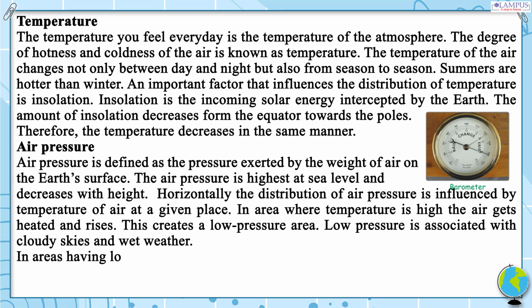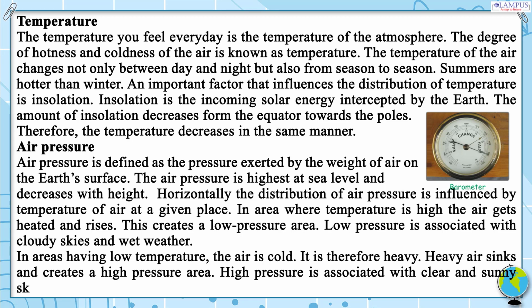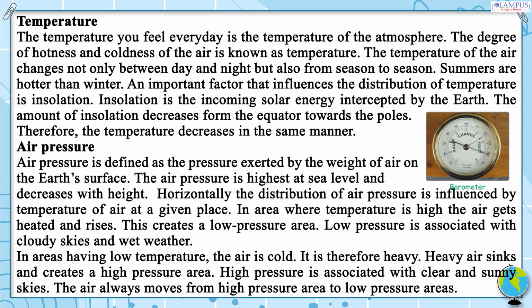In areas having low temperature, the air is cold. It is therefore heavy. Heavy air sinks and creates a high pressure area. High pressure is associated with clear and sunny skies. The air always moves from high pressure areas to low pressure areas.